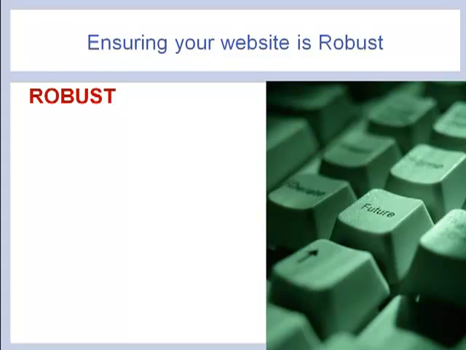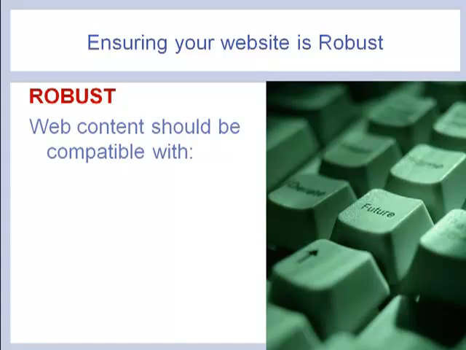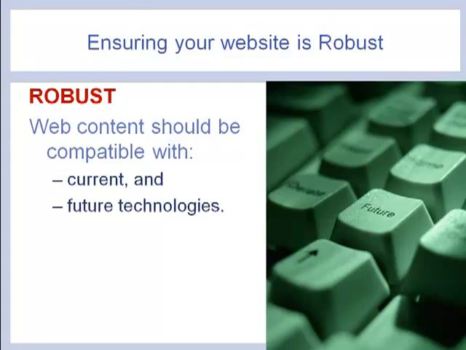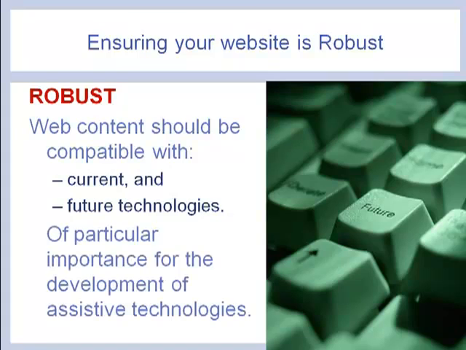The final dimension of accessibility relates to the robustness of the technology used for your website. Though it is hard to know what technological developments will be made in future, the underlying principle is that your website needs to be designed in such a way as to maximize its compatibility not only with existing technologies, but also new technologies as they become available in future. Ensuring compatibility is particularly important to support the development of new and more efficient assistive technologies for those with disabilities.